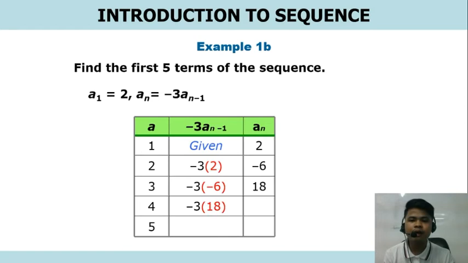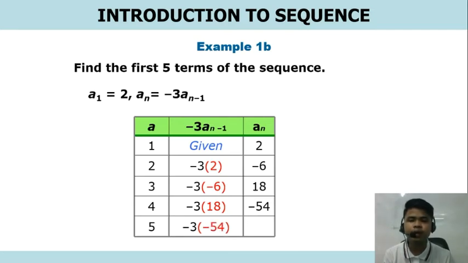Then it will become negative 3 times 18. Negative 3 times 18, the answer is negative 54. And to find the fifth term, we need the value of the fourth term, which is negative 54. What we'll do here is just substitute negative 54 to a sub n minus 1.